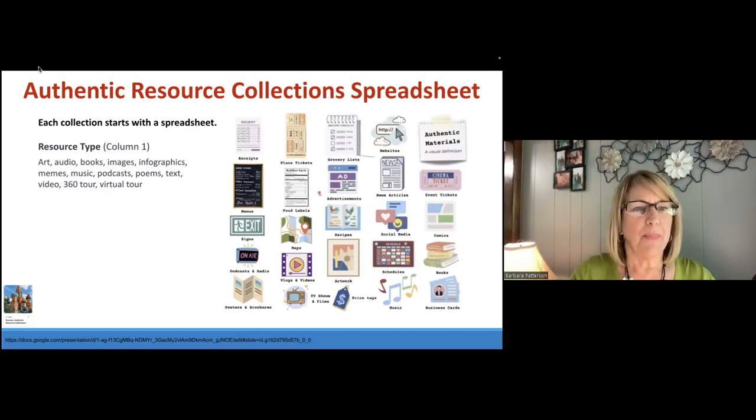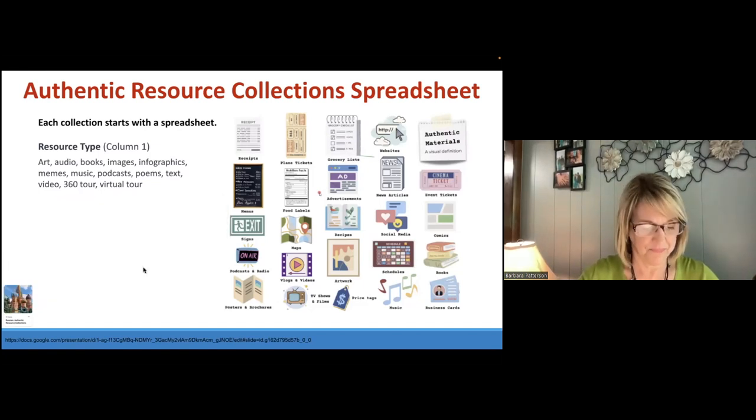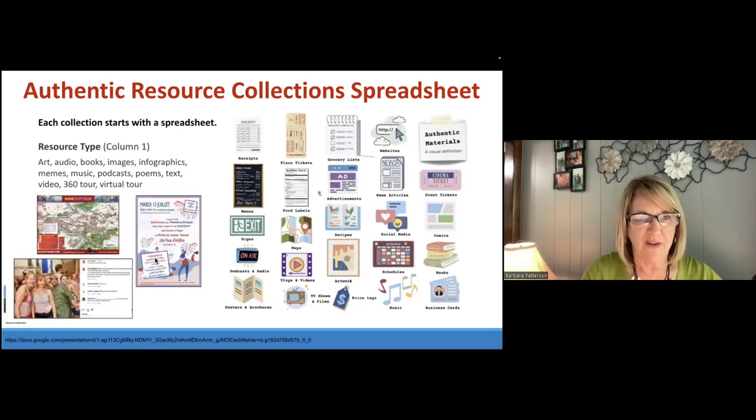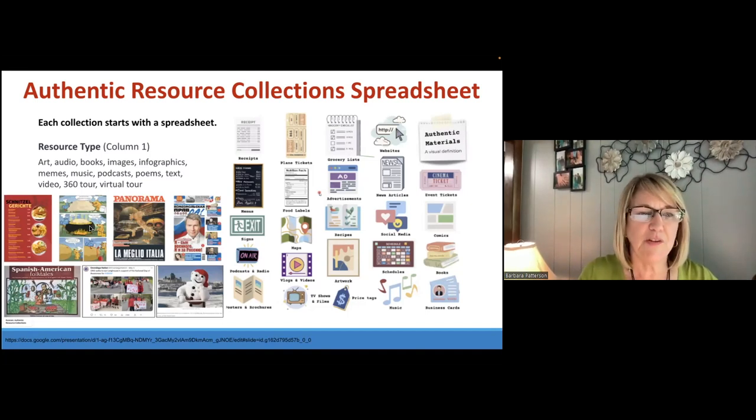I'm just going to give a few examples. For videos, it could be a music video, a cartoon, a commercial, a movie trailer, or maybe a sporting event. Here are some examples of some images you may find. It could be a map, a social media post, or a poster. And some examples of text are menus, comics, an online magazine, a digital newspaper, folk tales, social media posts, or captions under photos.